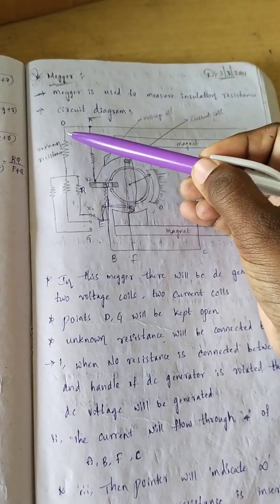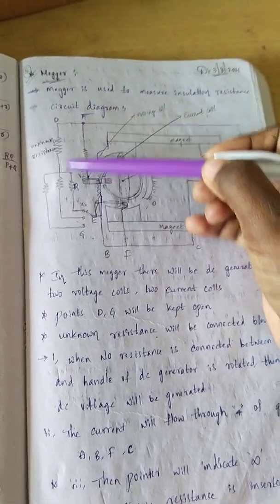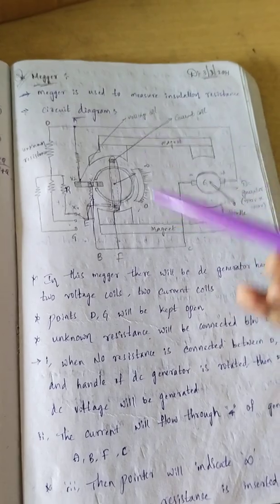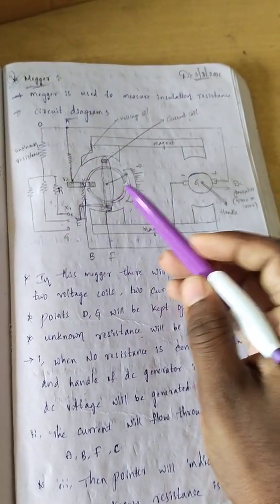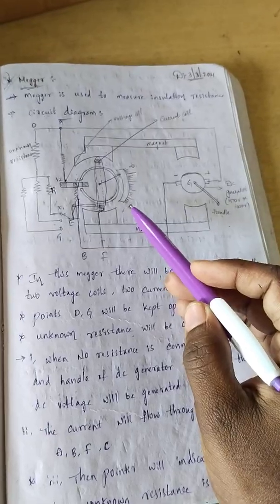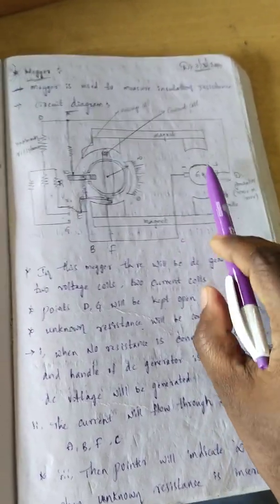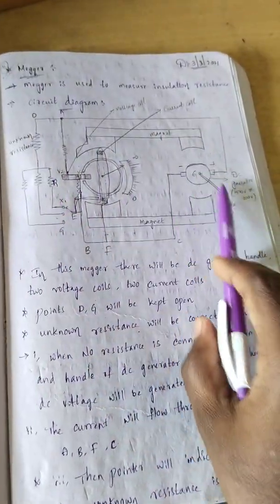Now see here, let us take the third situation. So in this we will take a short circuit here. Now let us see here. So short circuit means zero resistance. Now the pointer should indicate 0. Now let us see how it shows the 0. Okay, now let us rotate this handle once again.